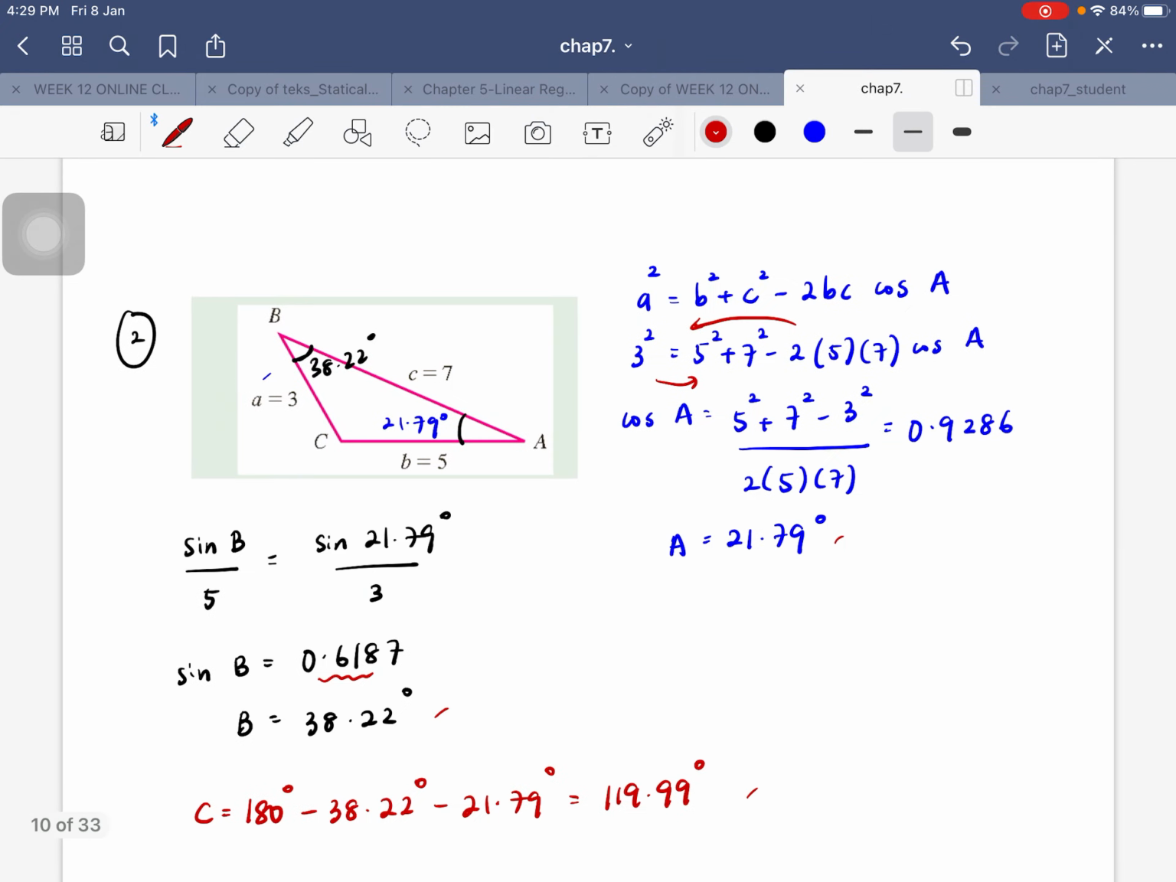Okay. For this case, you have to choose wisely whether you have enough information to use the sine law, or you have to use the cosine law. So the information that we have is going to decide which one fits better, whether it's the sine law or the cosine law. So the choice is up to you.